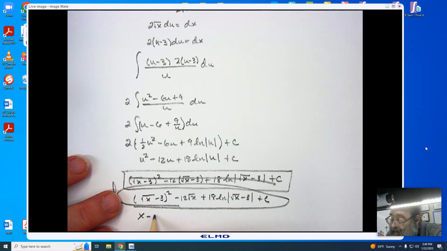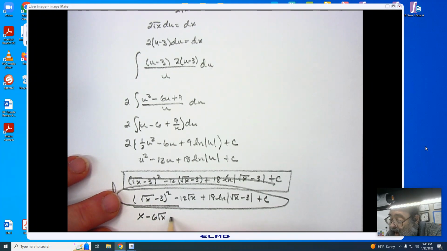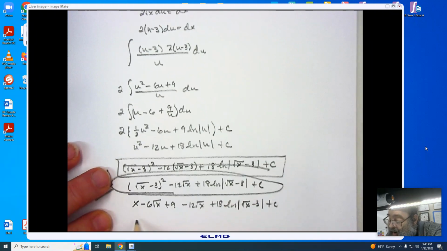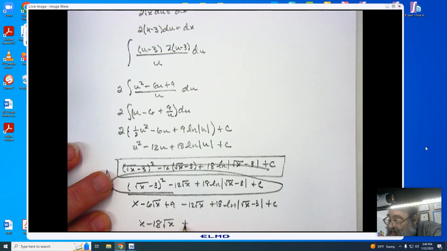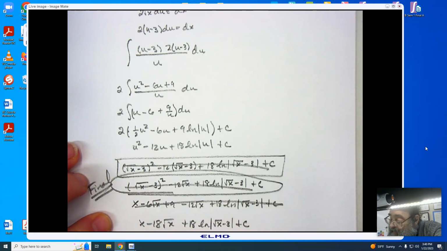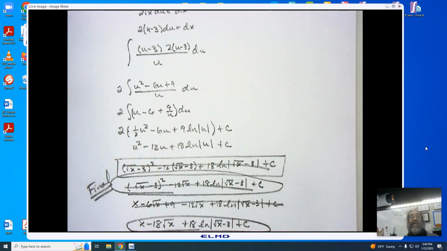All right, minus 6 root x. I'm now looking at an additional 9, a 12 root x, plus 18 ln root x minus 3 plus c. And now I have x minus 18 root x plus 18 ln of the square root of x minus 3, and then I have plus c. Now you can even go so far as to say that is my final answer, and there's not much more I can do to it.